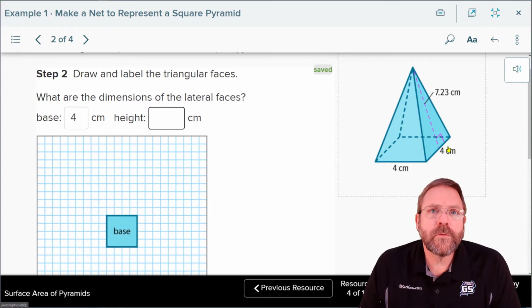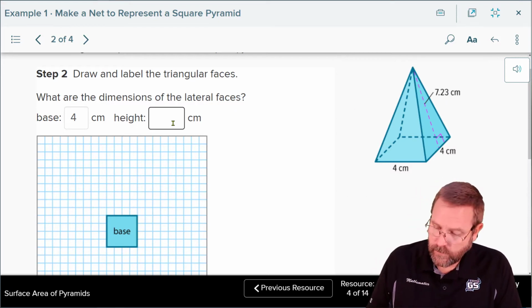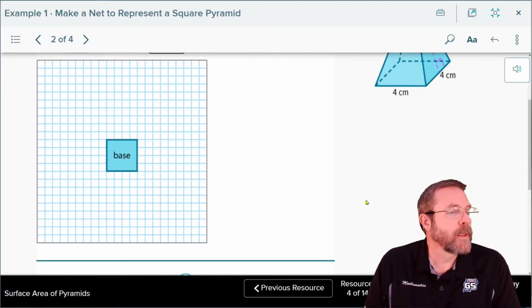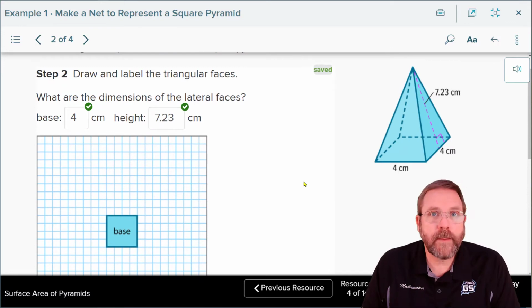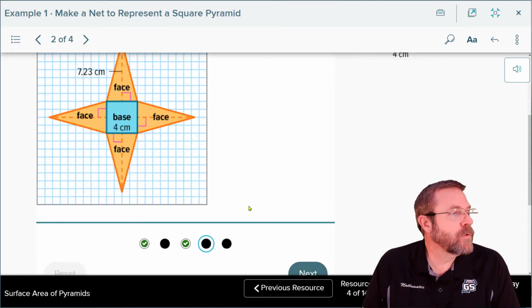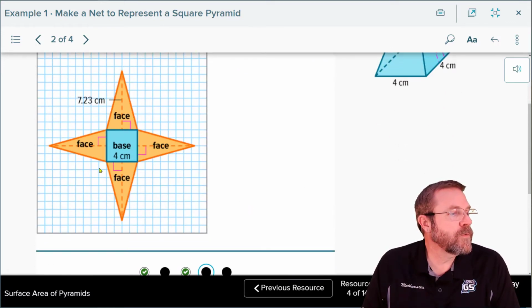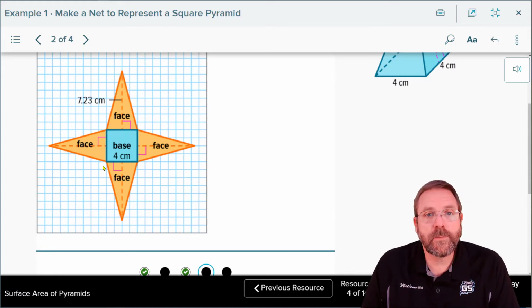Remember, in a triangle, the base and height meet at right angles, so you're going to start at the center and go up to the peak of it to find that the height of that is going to be 7.23 centimeters. So 7.23 centimeters is going to be the base and height of the triangle. That part checked correct.